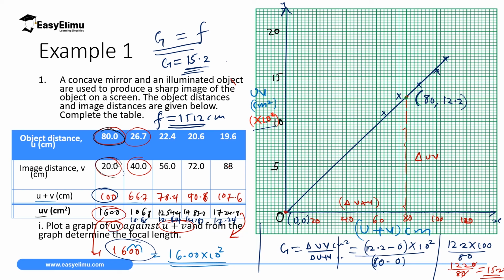If you are keen enough, in the previous topic or in the previous lesson, we got a gradient of 16.0. So here we have 15.2. So these gradients are almost the same, all these values of f are almost the same, only a difference of about 0.8 or 0.5, positive or negative 0.5. So in this case, we are correct. And if you get this one, it's going to give us the focal length. If you find the gradient of a graph of uv against u plus v, it is going to give you the focal length of the mirror that you are using.